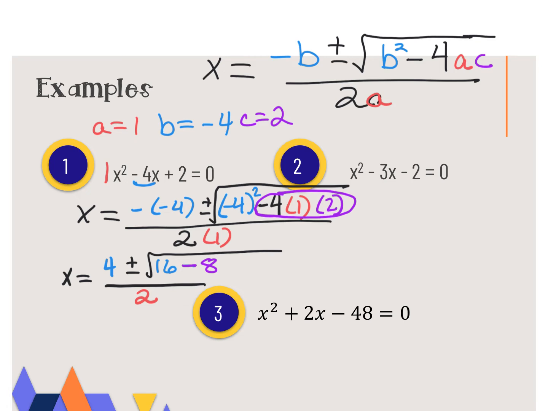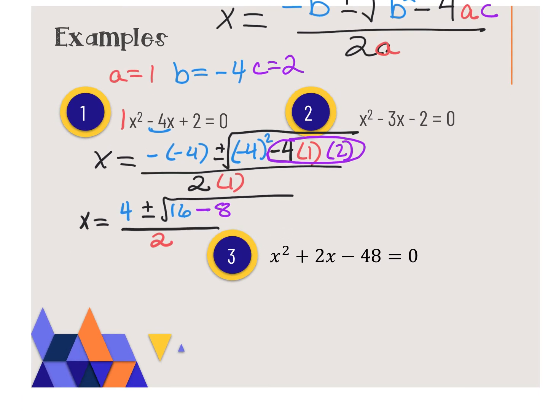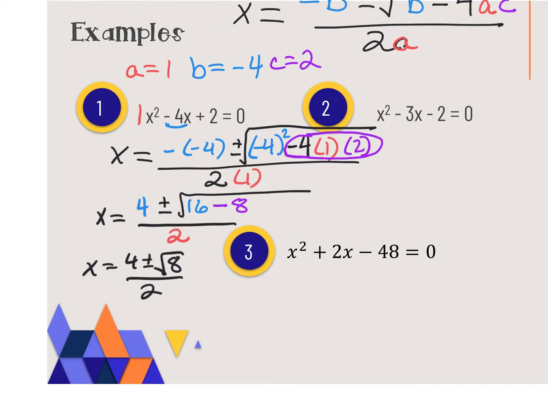I now need to simplify what's under the square root. So this becomes x equals 4 plus or minus the square root of 16 minus 8, which is 8, divided by 2. Now, do not simplify anything until you break down the radical first. If you try to simplify the 4 and the 2, you will get the wrong answer. You need to break down the square root first and put it in simplest radical form. Then you can start to simplify your fraction.